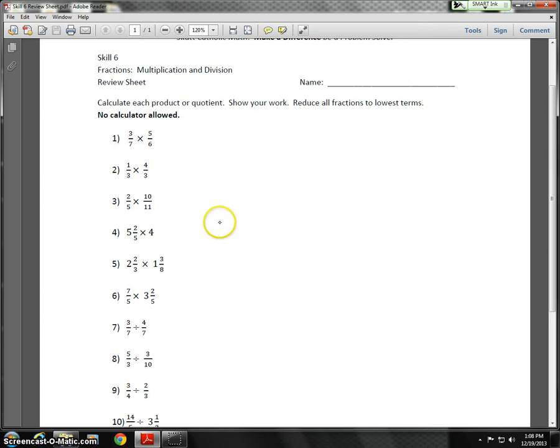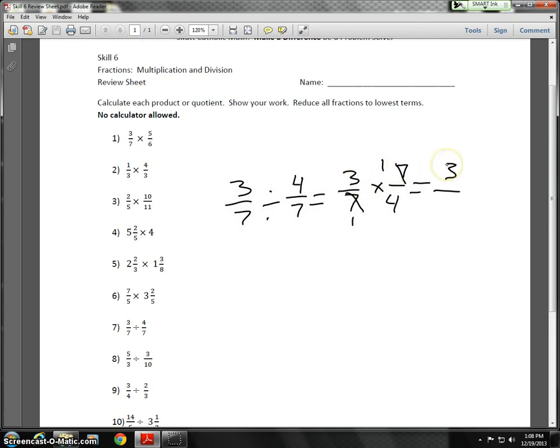Now we're going to take a look at some division problems. Let's take a look at number 7. It's 3/7 divided by 4/7. Now when dividing fractions, the rule is you multiply by the reciprocal. So we end up with 3/7 times the reciprocal of 4/7, which is 7/4. Now we can go ahead and reduce here. 7 becomes a 1. This 7 becomes a 1. 3 times 1 is 3. 1 times 4 is 4. So our answer for number 7 is 3/4.